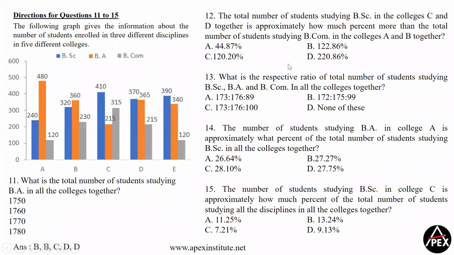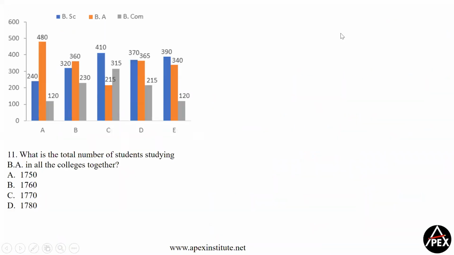Now, so the answers are B, B, C, D, D. So help me with calculation part. I want someone to help me with calculation part. Okay. Now, so let's understand this question. So we are given a data with respect to number of students in 5 different colleges belonging to 3 different departments: BSc, BE, and BCom. Now, what is the total number of students studying in BA in all the colleges? So this represents BA, isn't it?